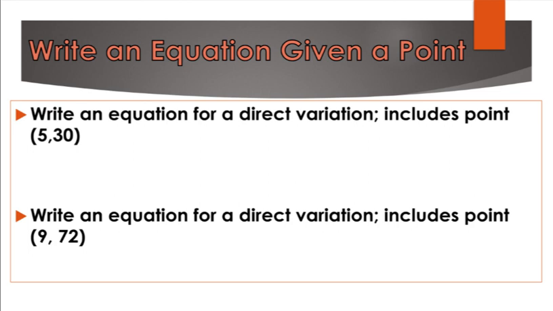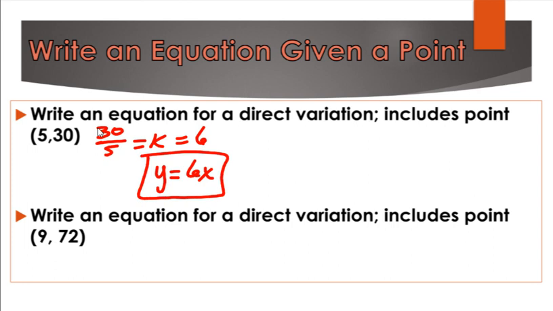Next one, write the equation for this one. So really we could just take our y and your x, divide them. This will give you your constant. So our constant would equal 6. So y equals 6x would be our answer. Write the equation for this example. So my y divided by my 9 will give me my constant. Constant would have to be 8. Plug that back into our equation. So y equals 8x.